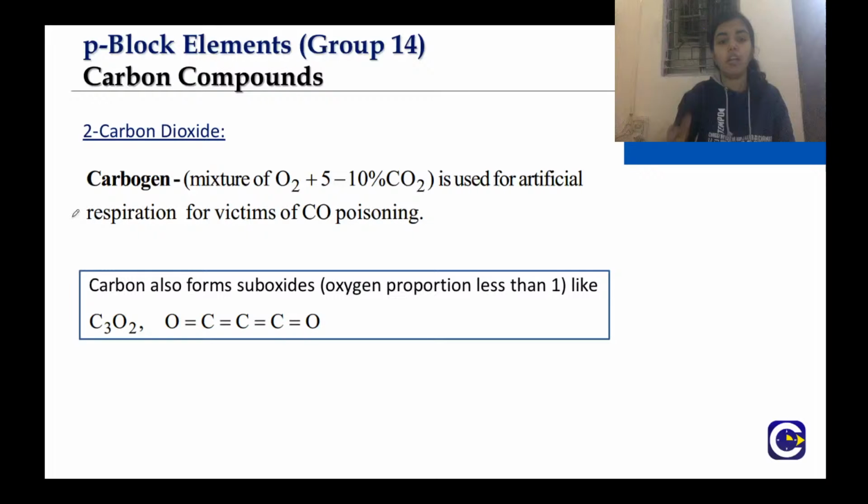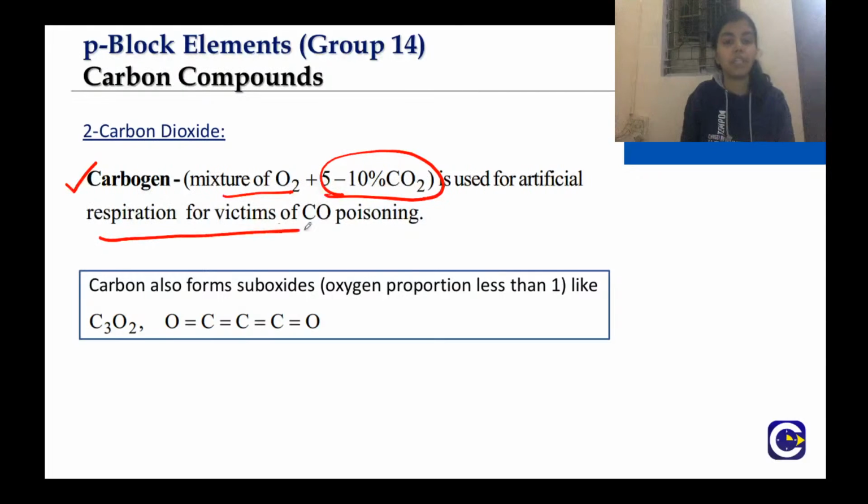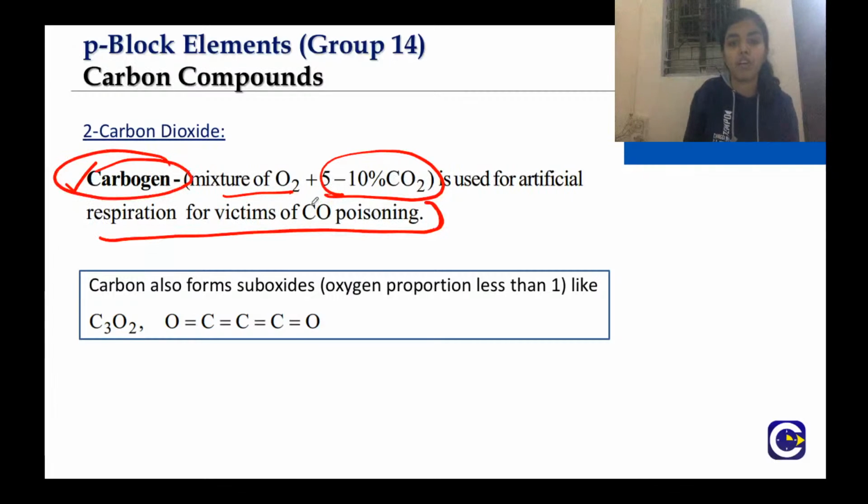Now, carbogen is what? A mixture of oxygen and 5 to 10% of carbon dioxide is known as carbogen, and it is used for artificial respiration for victims of carbon monoxide poisoning. Let us say that some person is having carbon monoxide poisoning. So hemoglobin is not able to carry oxygen throughout the blood, right? So for that we use artificial respiration by carbogen, which is a mixture of oxygen and 5 to 10% of carbon dioxide.